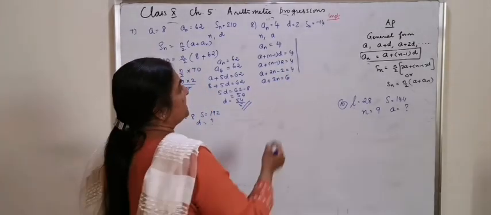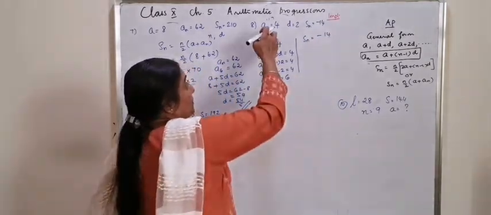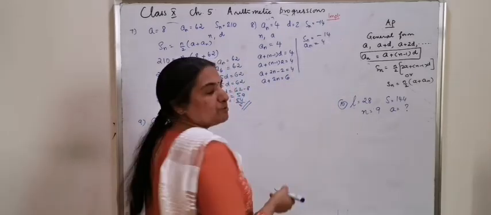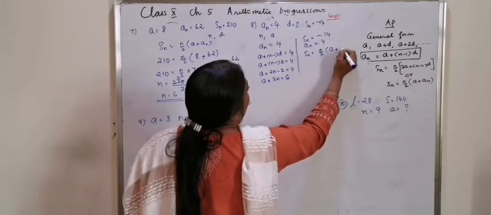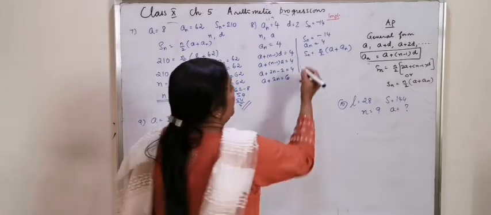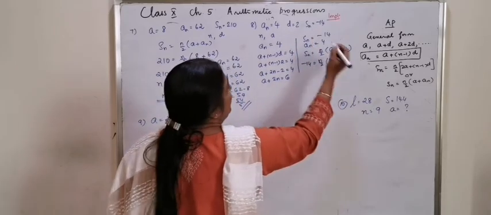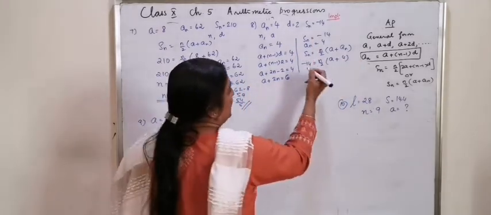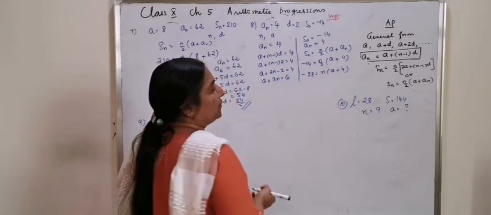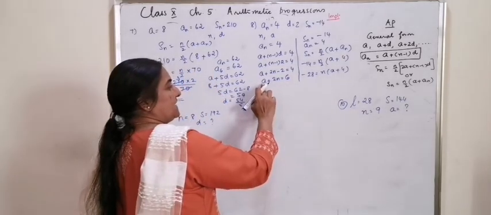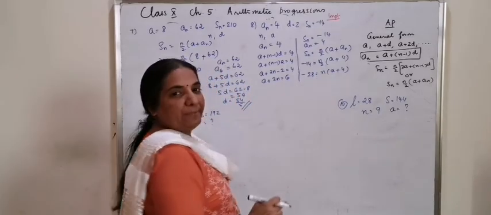The value of Sn. Sn is equal to minus 14, and you know the value of An as 4. Substitute the formula for Sn. Sn is equal to n by 2 into a plus An, so minus 14 is equal to n by 2 into a plus 4. If you cross multiply, minus 28 is equal to n into a plus 4, and now you got an equation as a plus 2n is equal to 6 and minus 28 is equal to n into a plus 4.